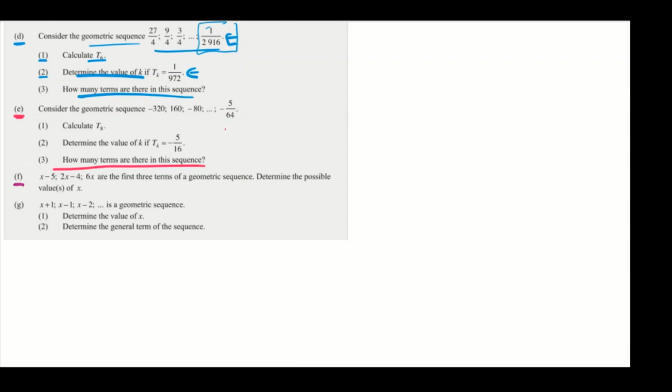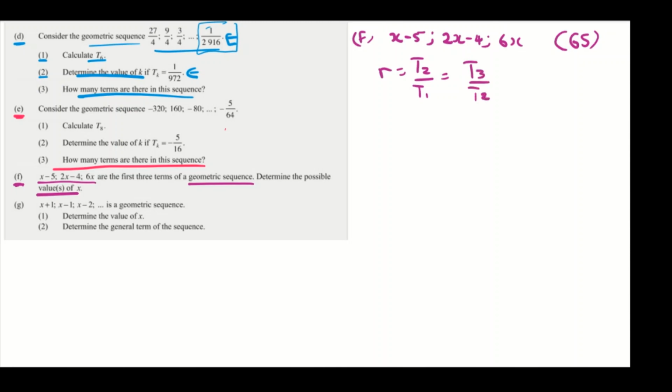Okay, so now we're going to do f, which we are given this sequence here and we're told that it is a geometric sequence, and we are asked to find the values of x, right? So we're having a sequence, so this is f, we're having a sequence of x minus 5, 2x minus 4, and 6x, and we're told that this is a geometric sequence, right? So what defines a geometric sequence is the common ratio, right? So for us to find the value of x, we need to use that common ratio, which is t2 over t1 is equal to t3 over t2.